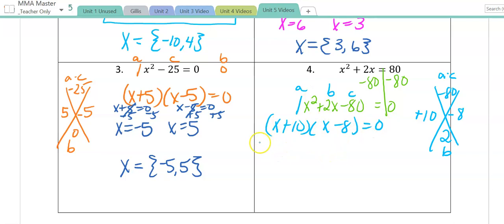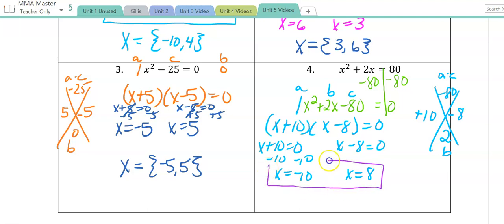So now I'm going to set up each one equal to 0, right? You can skip this step. I'm okay with that if you skip that step, okay? But I'm going to go ahead and show it to you because I didn't do it on the last couple. All right, so you minus 10, so that's x equals negative 10, and this would be x equals positive 8. So your solution set when you rewrote it would be x equals negative 10 and 8. Okay, so that's how we're going to factor on this one.